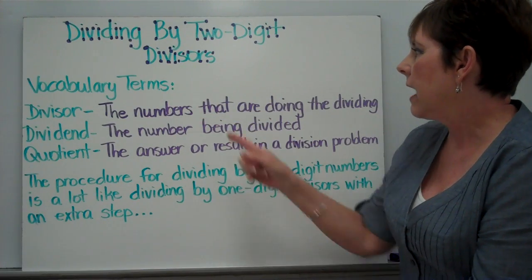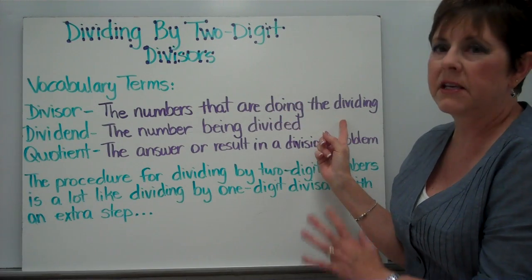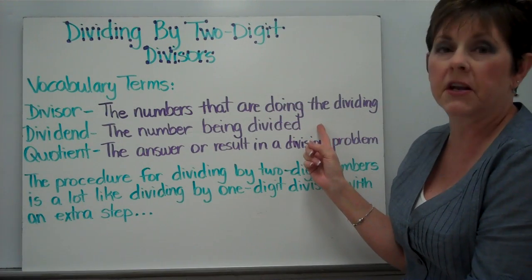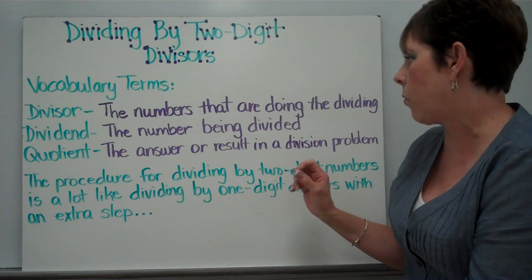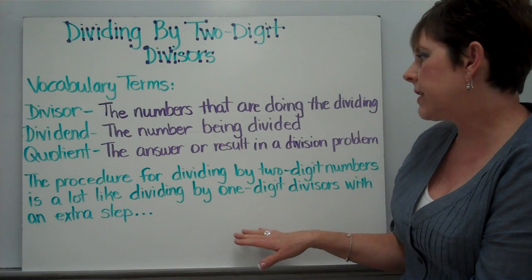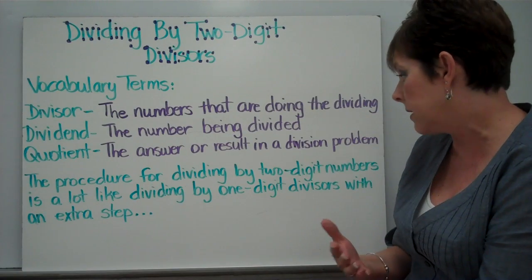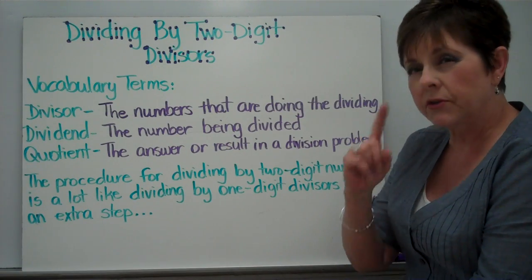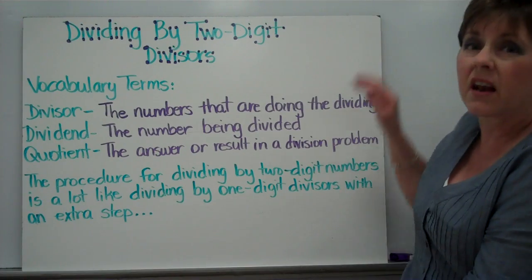The divisor is the number, in this case two numbers, that are doing the dividing. The dividend is the numbers being divided, and the quotient is your answer or your result in a division problem. The procedure for dividing by two-digit numbers is a lot like dividing by one digit. There's an extra step. It's usually at the very beginning, but it's a lot like it.